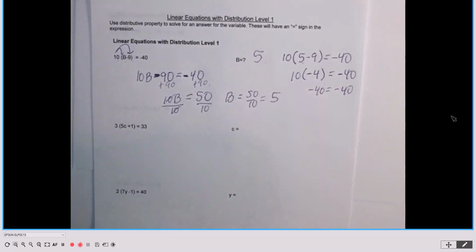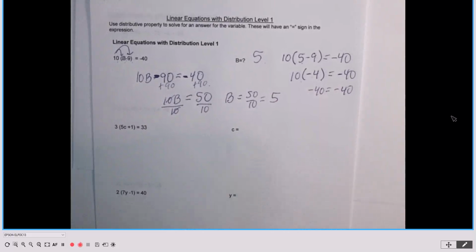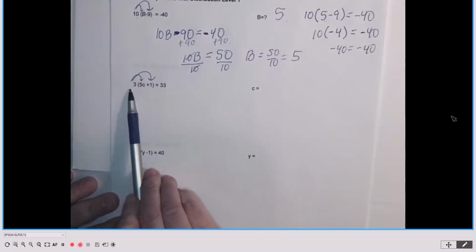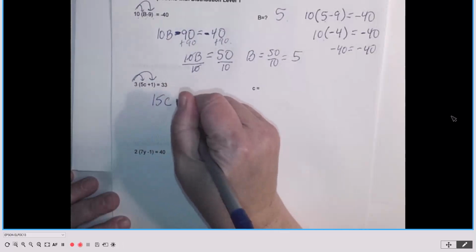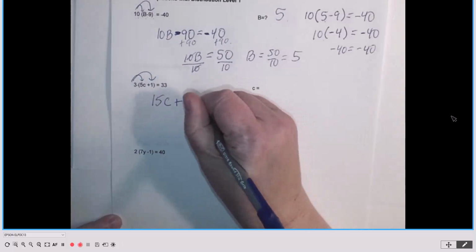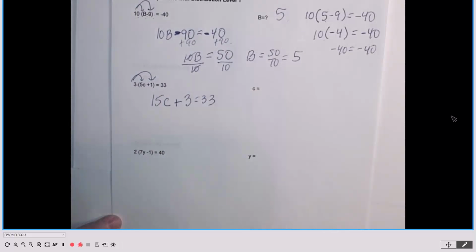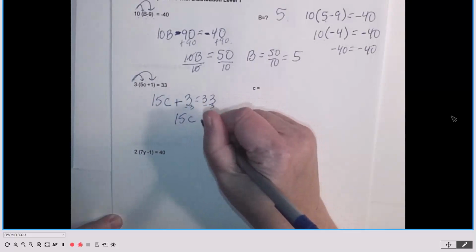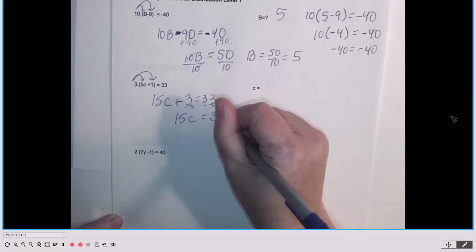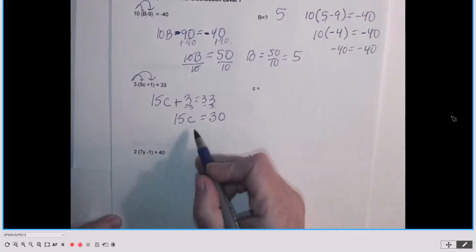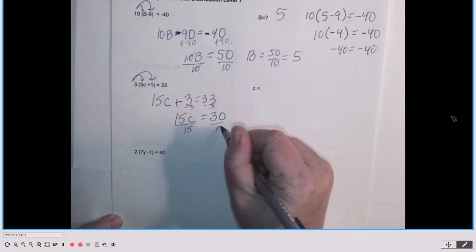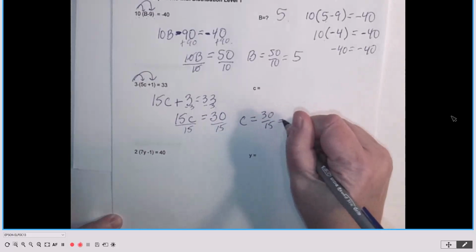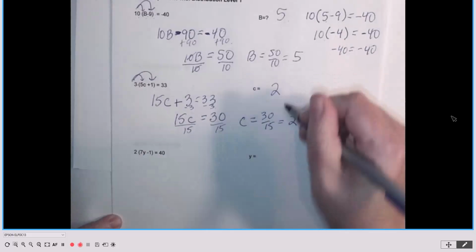All right, let's stop the video and you try to solve the rest of these, and let's see if we agree. One of the things I'm going to do is distribute this. So 3 times 5c is 15c. 3 times 1 is 3, is equal to 33. Isolate that variable, so I'm going to minus 3 on both sides. So this becomes 33 minus 3 is 30. To get the c by himself, I'm going to divide it by 15. So c is equal to 30 over 15, which is equal to 2. So c is equal to 2.